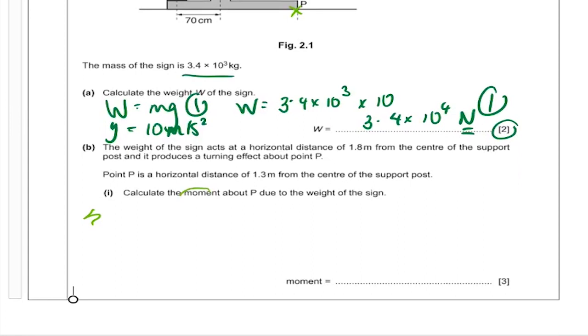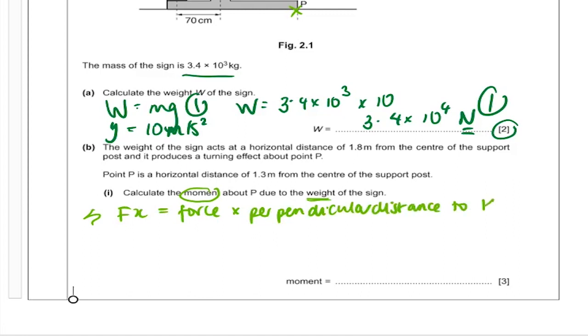Calculate the moment about P due to the weight of the sign. That's important, so that's the force we're interested in. You get one mark for stating the equation, either in symbols or words. So you can have Fx, or you can have force multiplied by the perpendicular distance to the pivot.